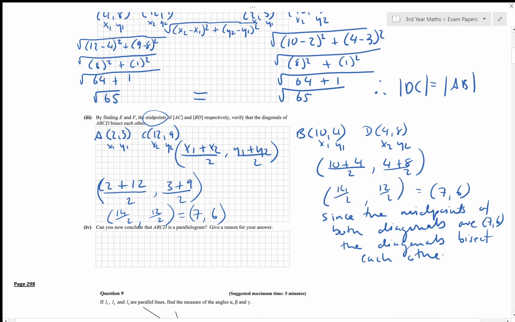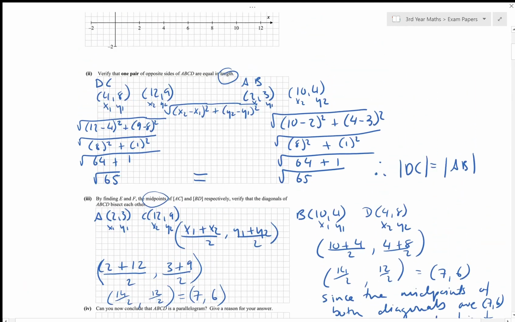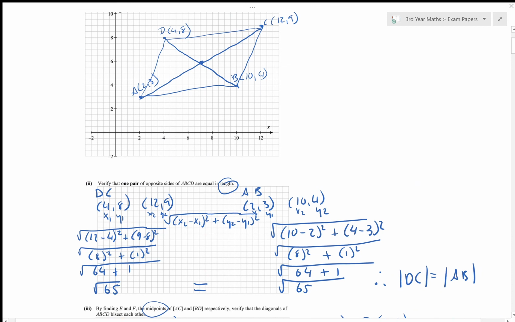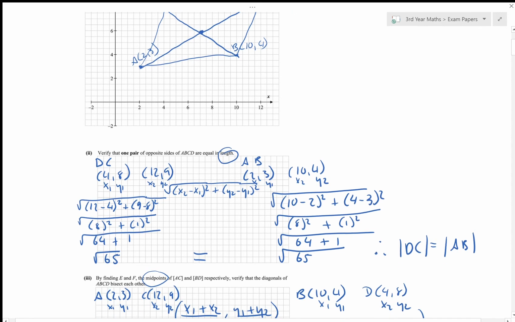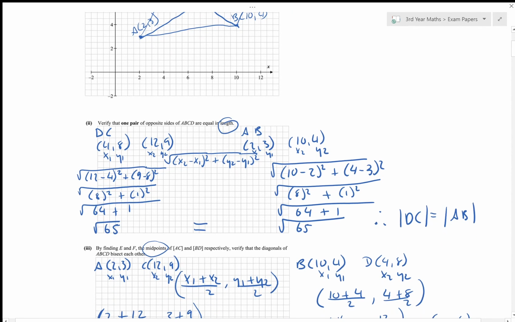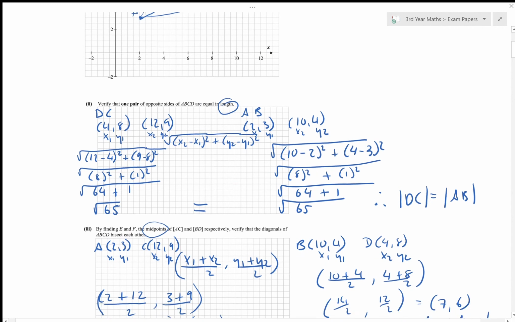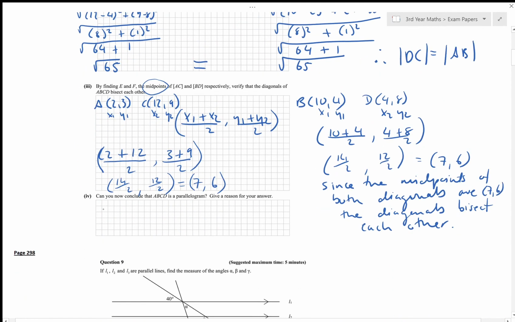Okay. Now, the last part of the question says, can you conclude that ABCD is a parallelogram? And give a reason for your answer. ABCD is a quadrilateral. It has 4 sides. We know the diagonals bisect each other, but we don't know if the opposite sides and opposite angles are all equal. So we're going to say no, because we would have to prove that opposite sides and opposite angles are equal.